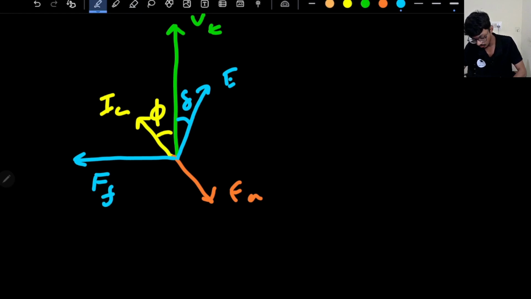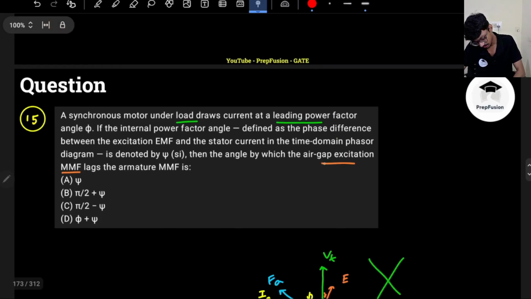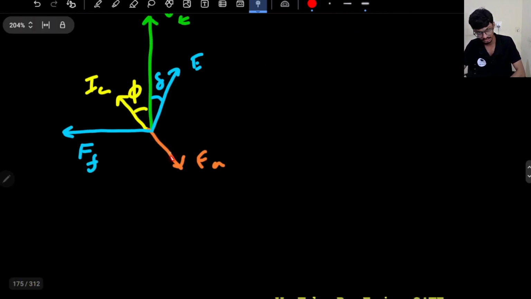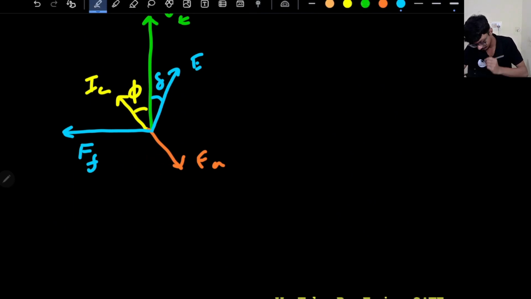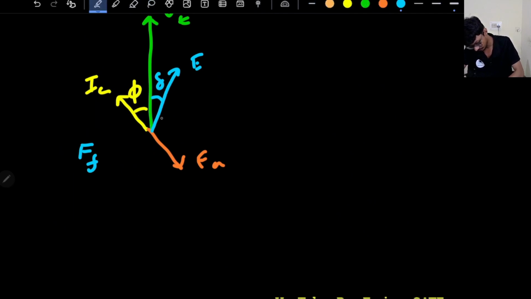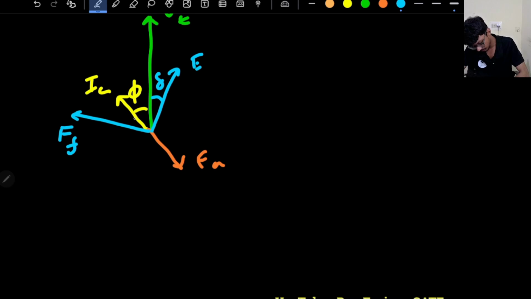Now can you tell me what is the angle between FA and FF? They are asking by which angle the air gap excitation MMF lags the armature MMF. Why lags? Because if I start from the armature MMF, I have to move in the clockwise direction. So what will be this angle? How do I find out this angle? Sorry, this is not exactly here, this should actually be somewhere here.